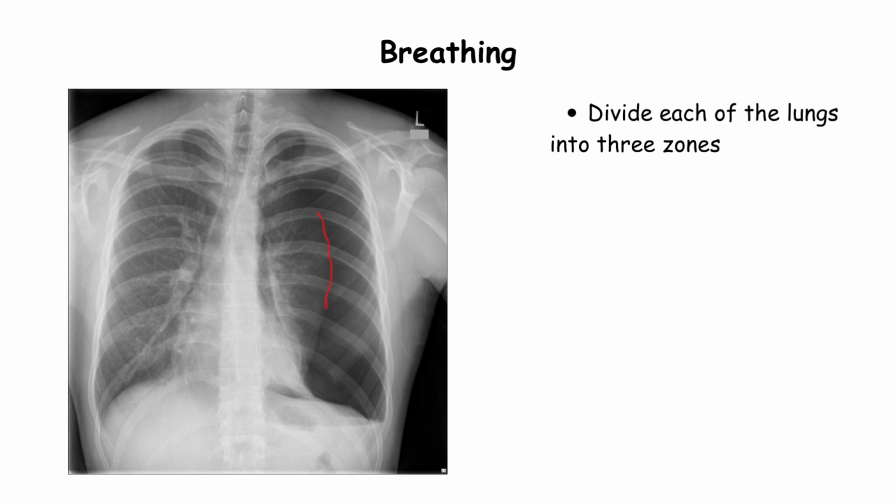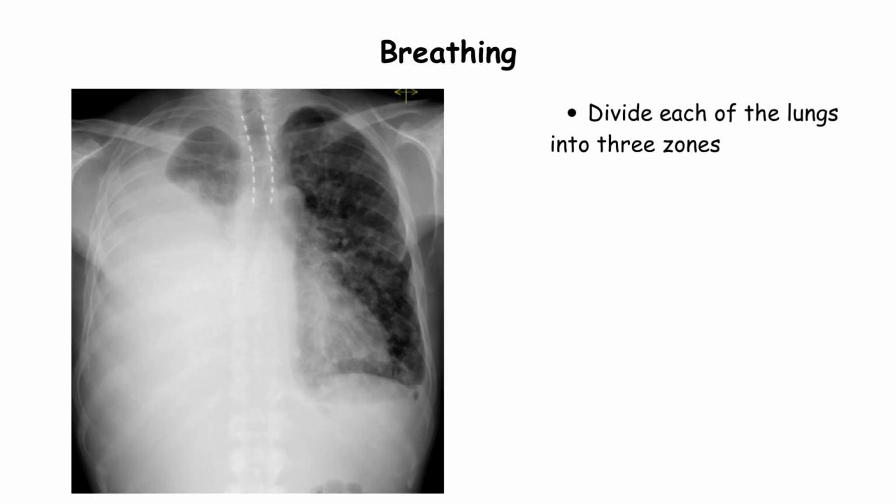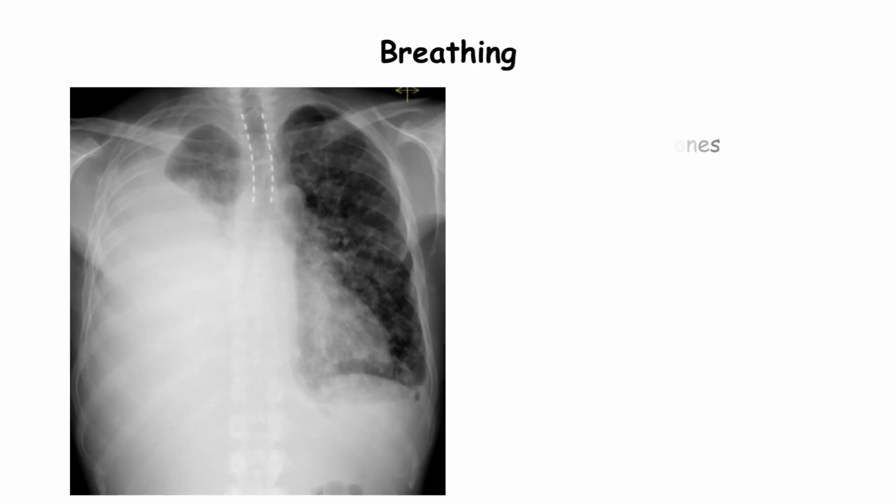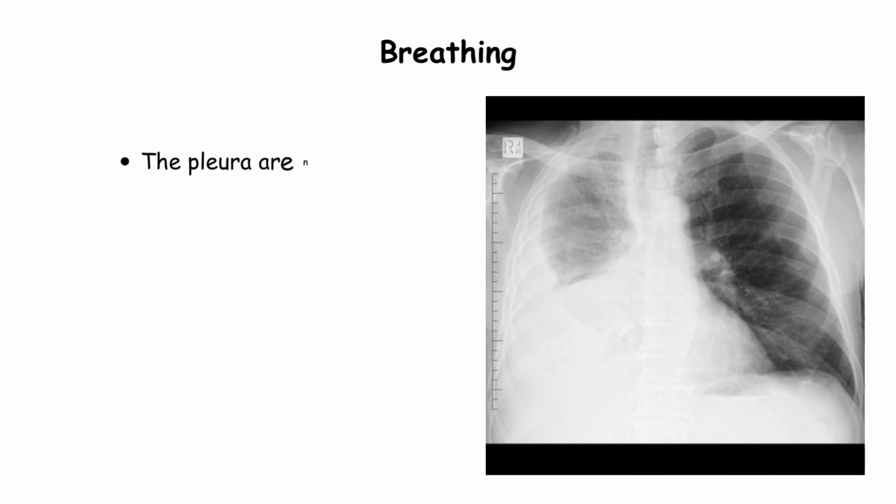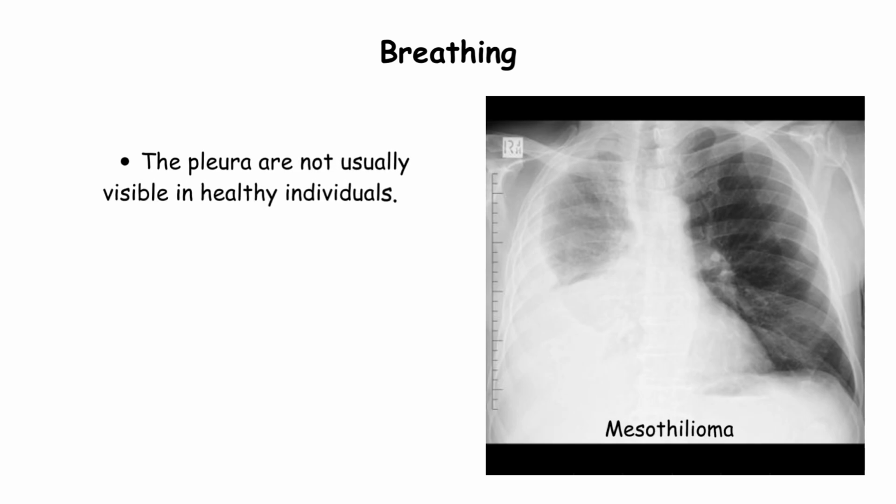The complete absence of lung markings should raise suspicion of pneumothorax, and increased radiopacity should raise suspicion of consolidation or a malignant lesion. The pleura is not usually visible in healthy adults. If you see pleural thickening in the X-ray, it gives rise to a suspicion of mesothelioma.